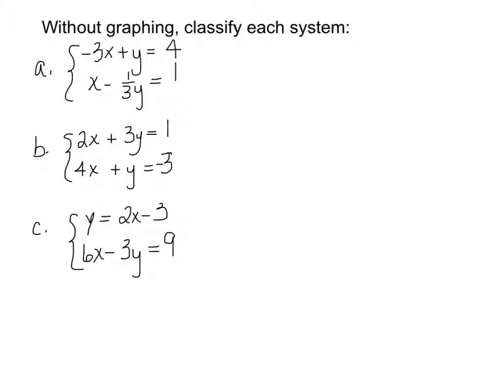Remember, we can classify them by putting them in slope-intercept form and comparing their slopes and their y-intercepts. If they're totally different, that is a consistent independent solution. If they have the same slope, just same slope only, that's inconsistent, which means they'll be parallel. And if they are exactly the same, that is a consistent dependent system. So let's try these three.